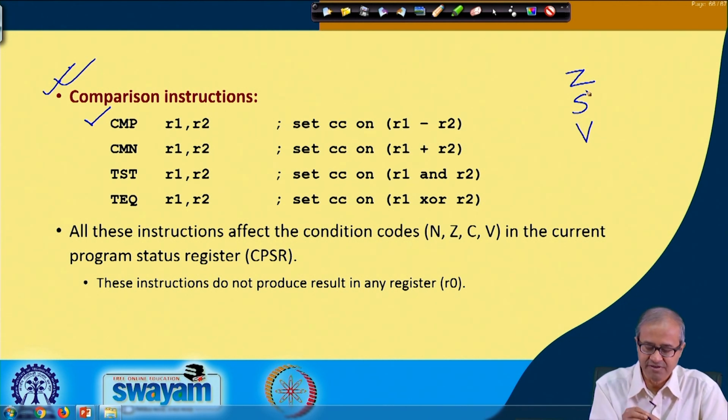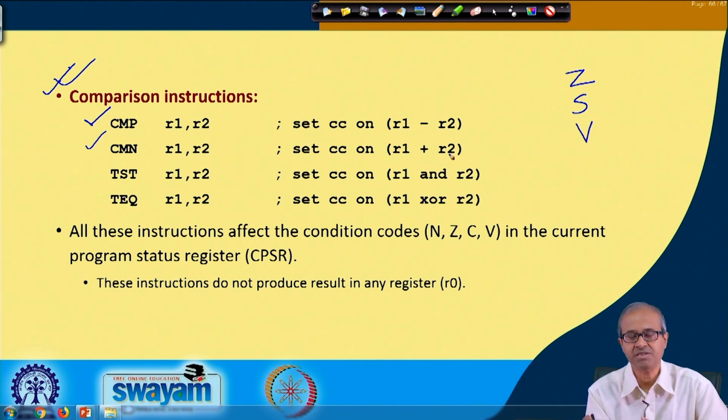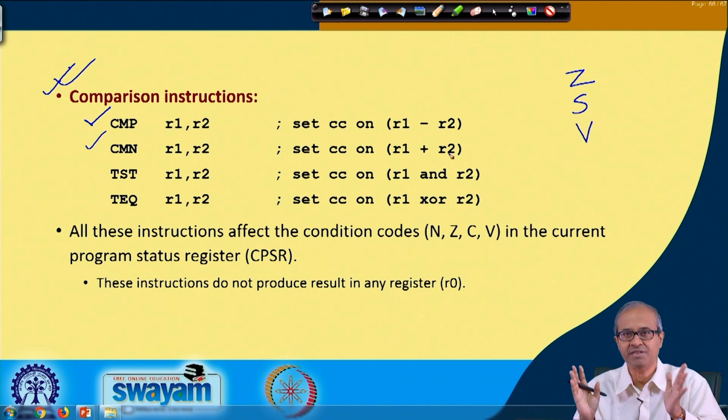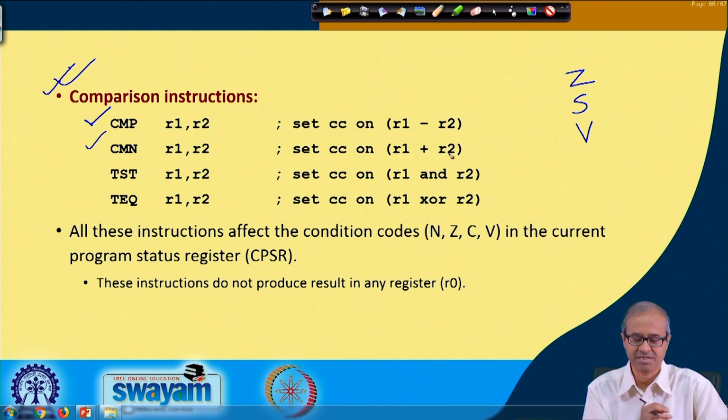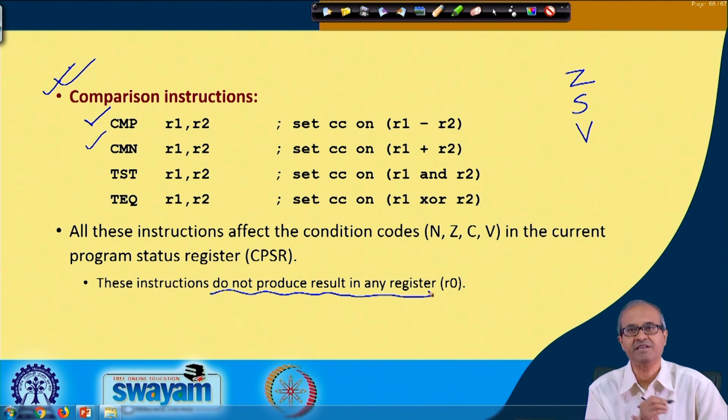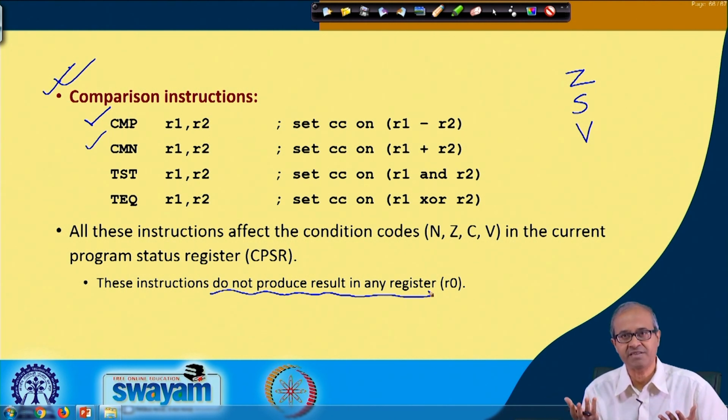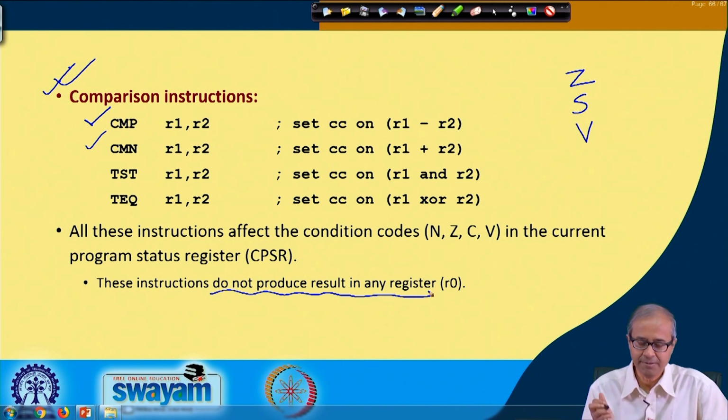There is another version, compare negated. It means you do R1 plus R2 and then set the flags, the result of addition of the 2 numbers, but you are not storing the result anywhere. This is the difference between a normal add and subtract instruction and the compare instruction. These instructions do not produce any result in any register. This is what you should remember. It only sets the condition flag so that you can use that result later. Depending on the condition flag, you can take some decision, right.